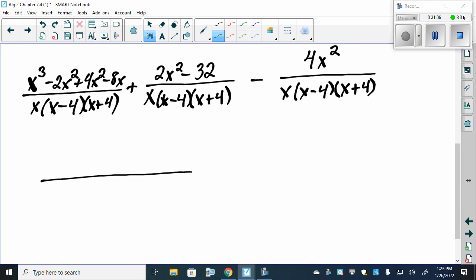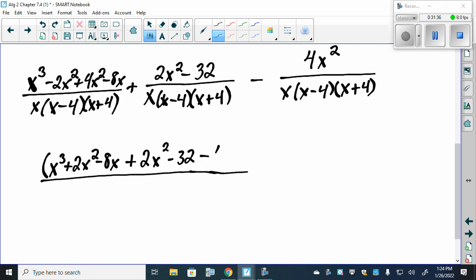Now we need to add and subtract these together. Now we will combine the like terms in each individual expression. So like the first one here, well, we do have x cubed negative 2x squared plus 4x squared is going to be plus 2x squared minus 8x plus our 2x squared minus 32, and then we have our minus 4x squared.